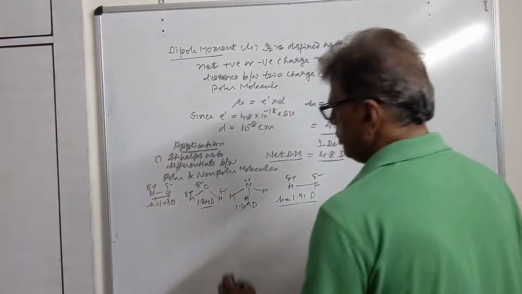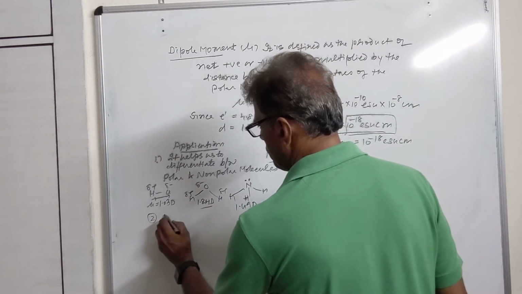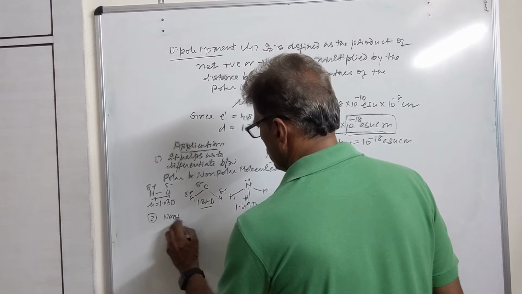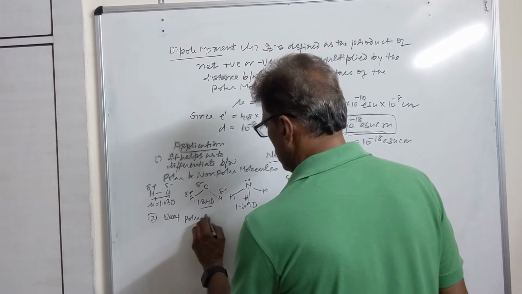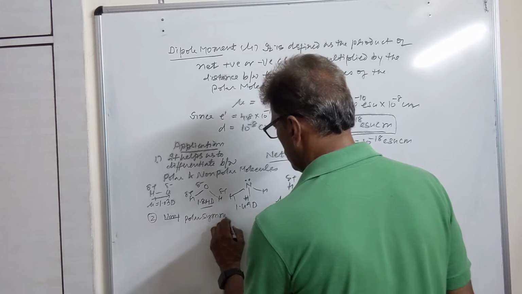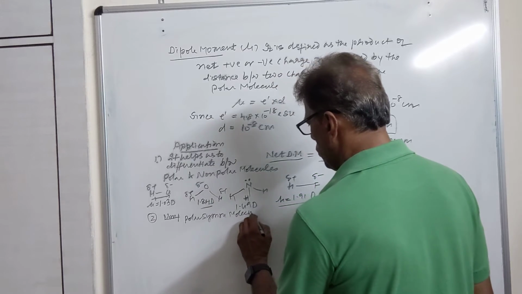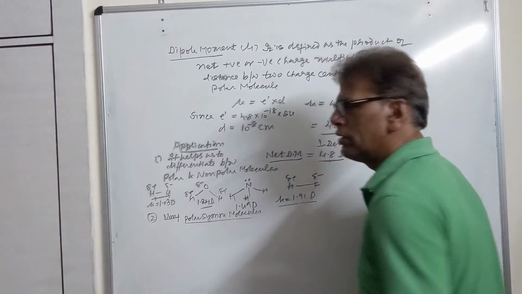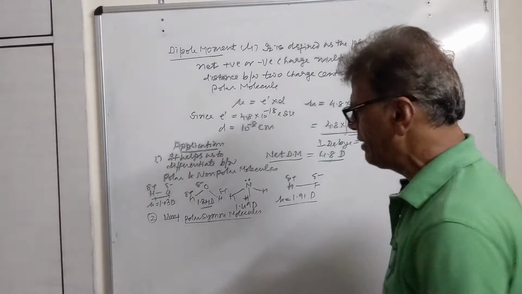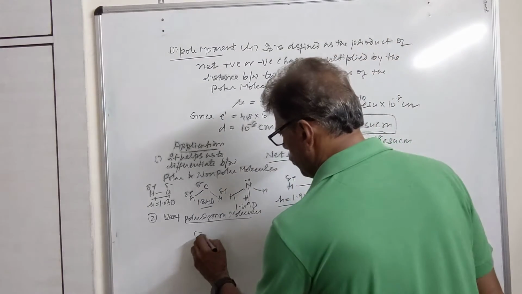Then we have the non-polar, symmetrical molecules. Symmetrical molecules don't have the dipole moment because their dipoles mutually cancel each other. For example, we have CO2.